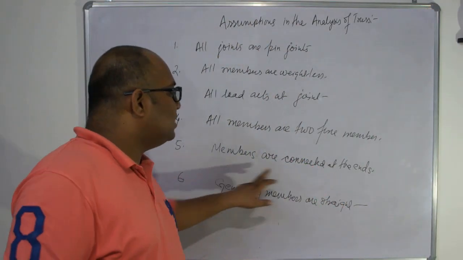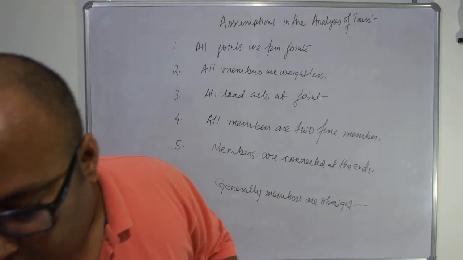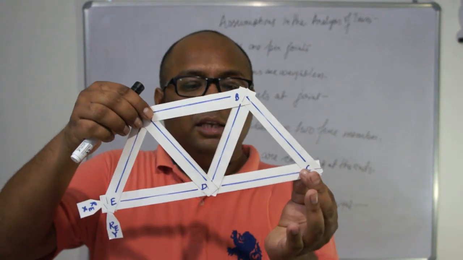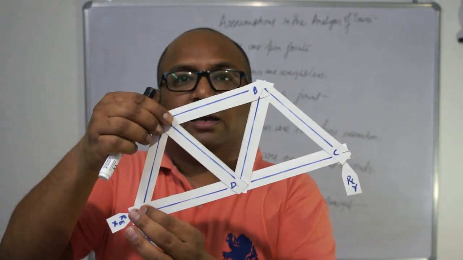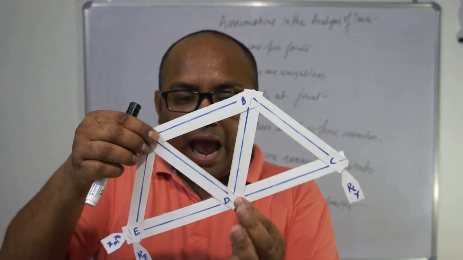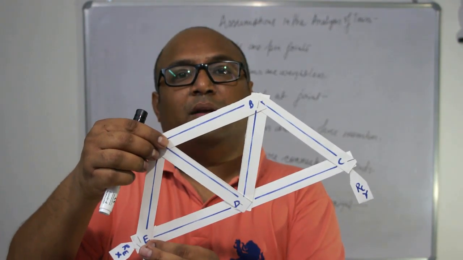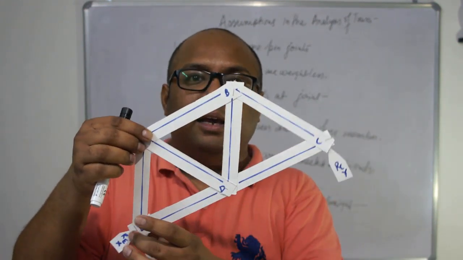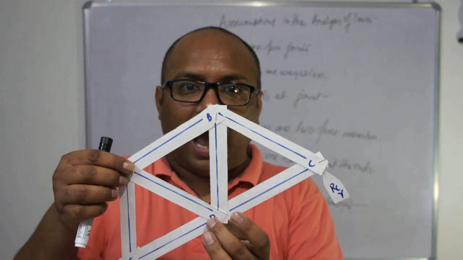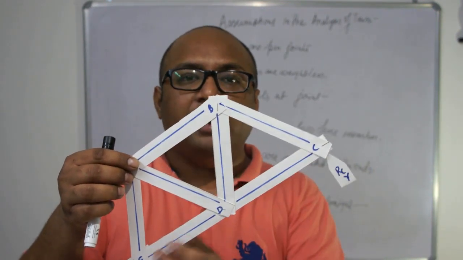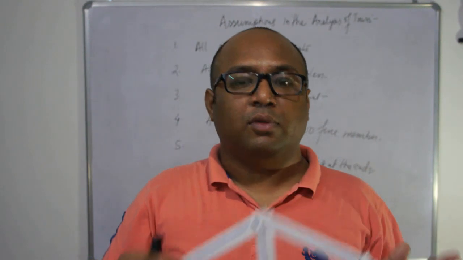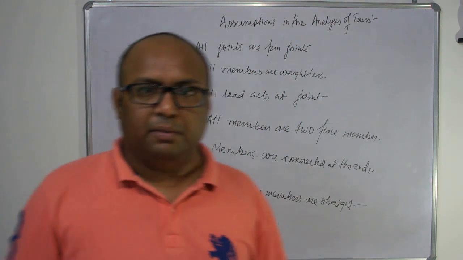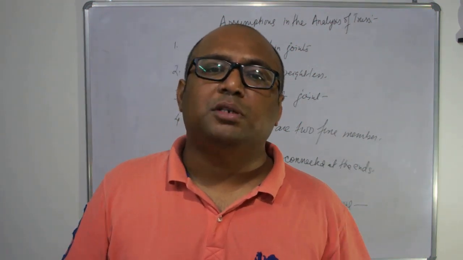The next point is members are connected at the ends. For this also, you should understand you don't have a member CE in this truss. You have members CD and DE. You should be very careful about this. You don't have a member CE. You have members CD and DE. No member is continuous through a joint. Okay? And the last part is generally members are straight. Even if it is not straight, you assume it to be straight and solve the problem.